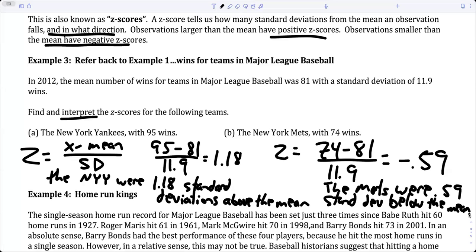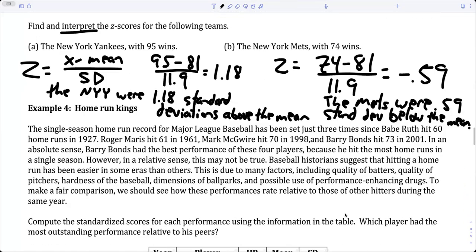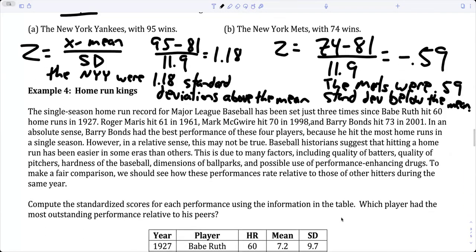So let's look at another example here. The single season home run record for Major League Baseball has been set just 3 times since Babe Ruth hit 60 home runs in 1927. Roger Maris hit 61 in 1961. Mark McGwire hit 70 in 1998. And Barry Bonds hit 73 in 2001.